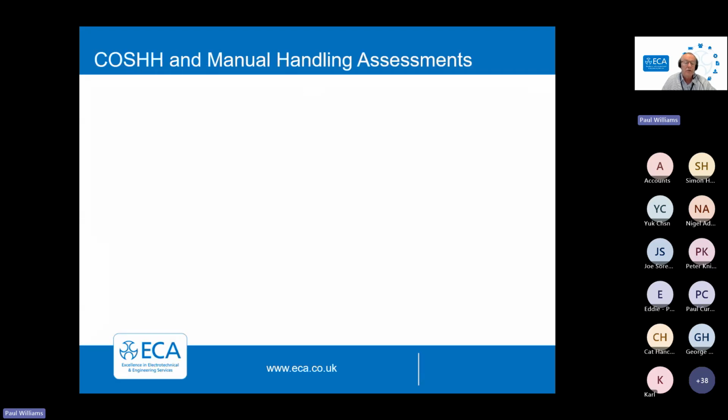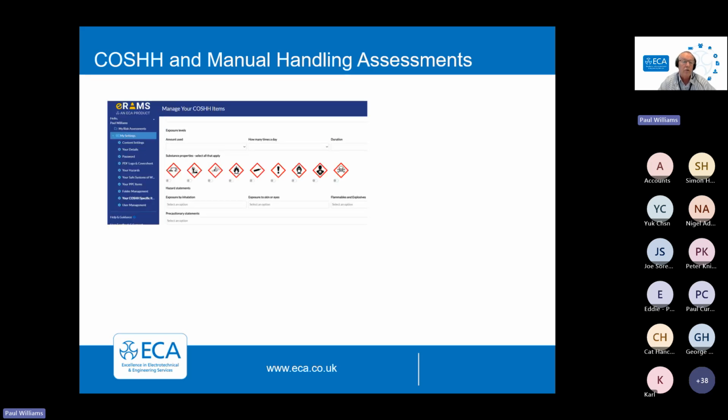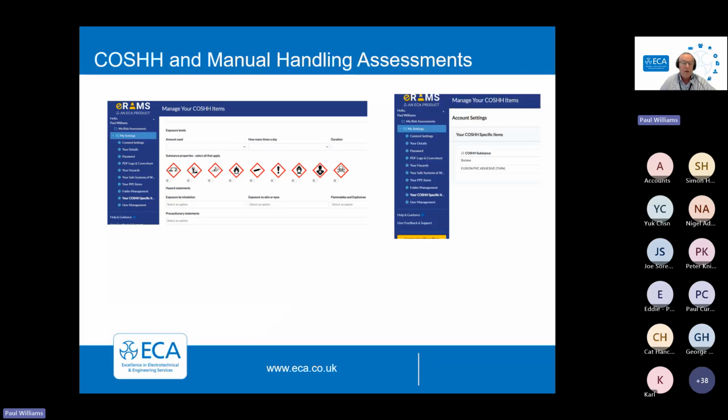The other things you can do are add COSHH assessments and manual handling assessments. So COSHH, or the Control of Substances Hazardous to Health regulations, require for certain substances that you carry out a specific risk assessment, and particularly if there are workplace exposure limits involved. So this feature of eRAMS allows you to take a material safety data sheet and add the information from that into the software, and then you have a pre-populated list of substances that you can then select to add in to that particular set of RAMS.